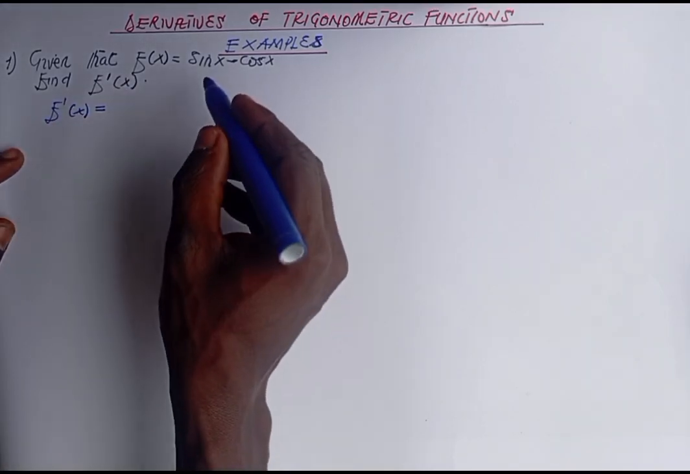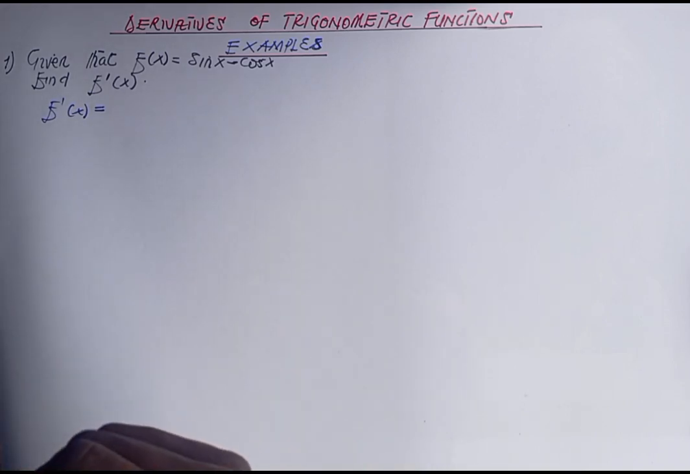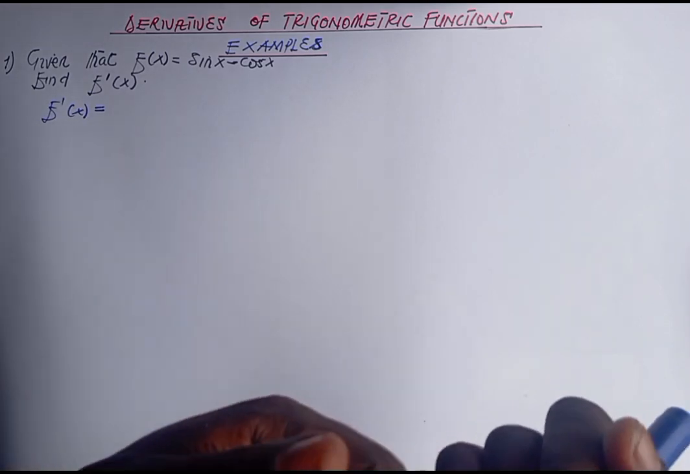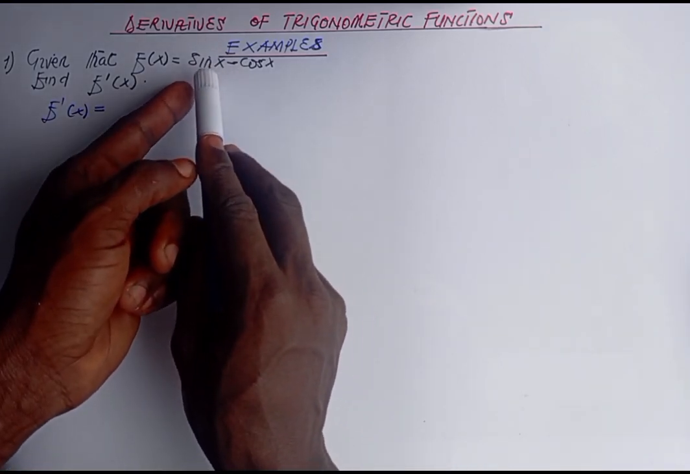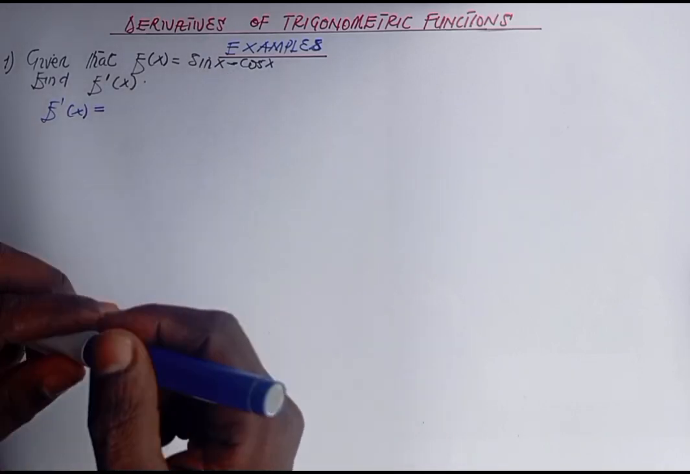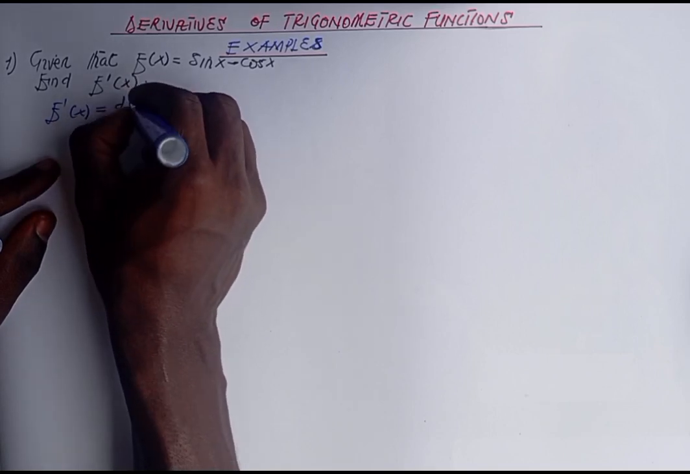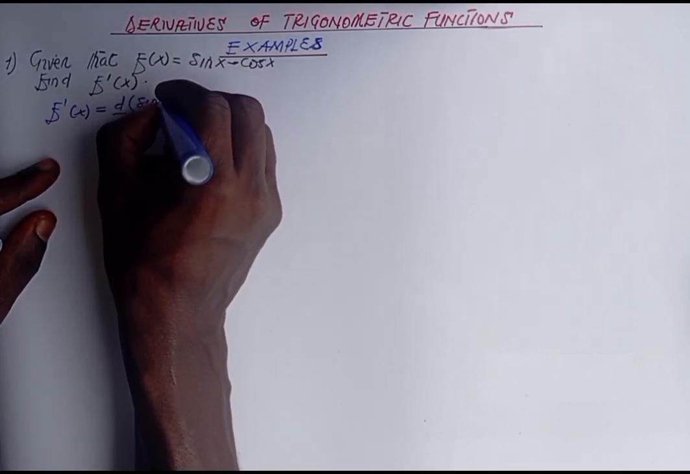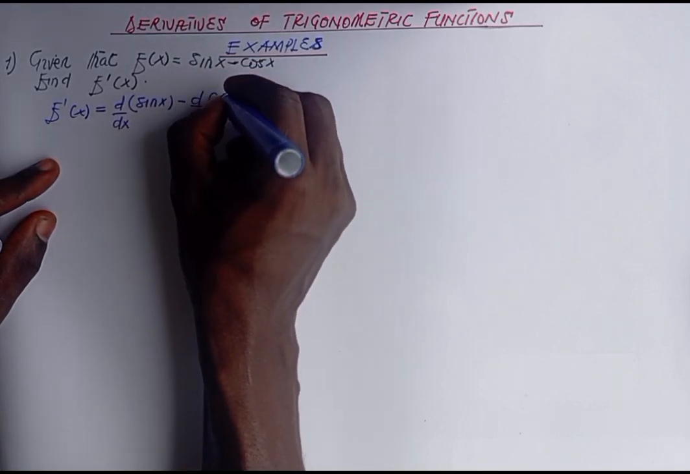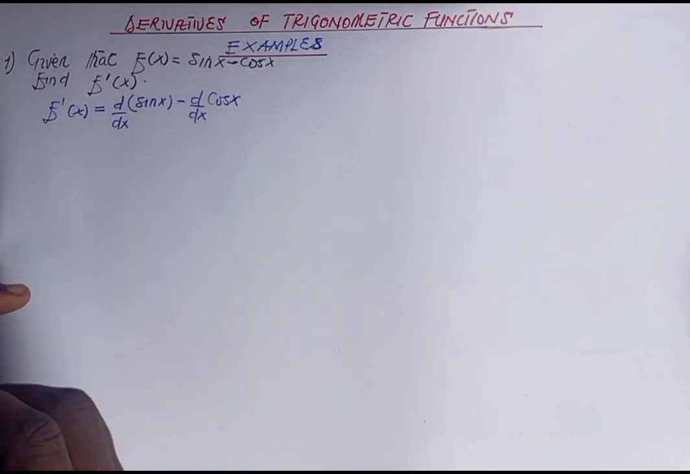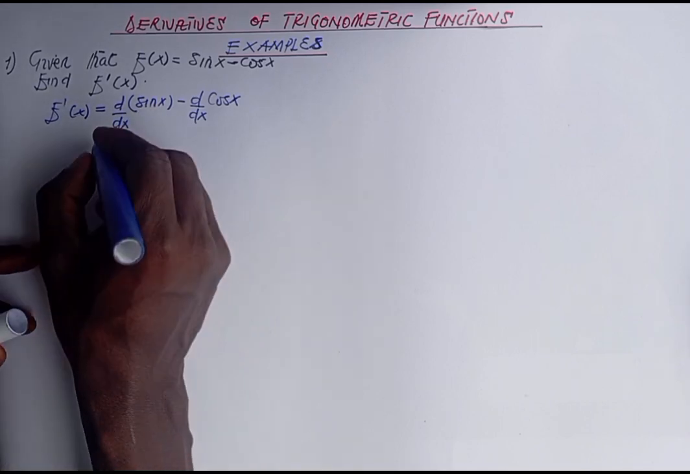is giving us now sine. We have already learned that when we differentiate sine, what do we get? When we differentiate cos, what do we get? So what we are going to do here is that we just differentiate each of these trig functions term-wise. So this is how we are going to do it. So we have the derivative of sine x minus the derivative of what? Cos x. Very good.